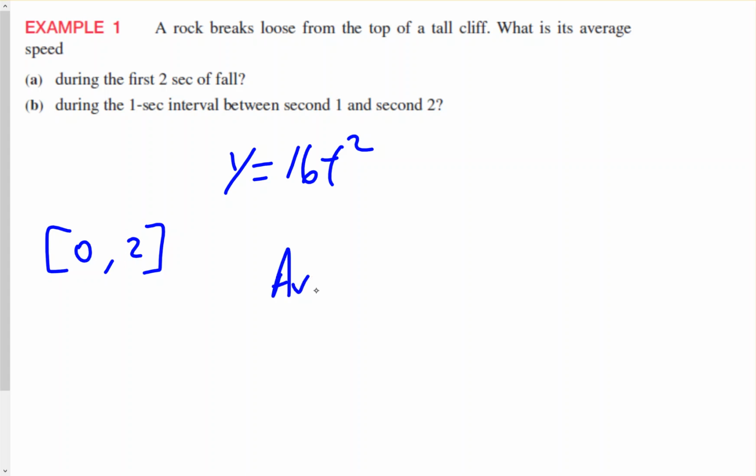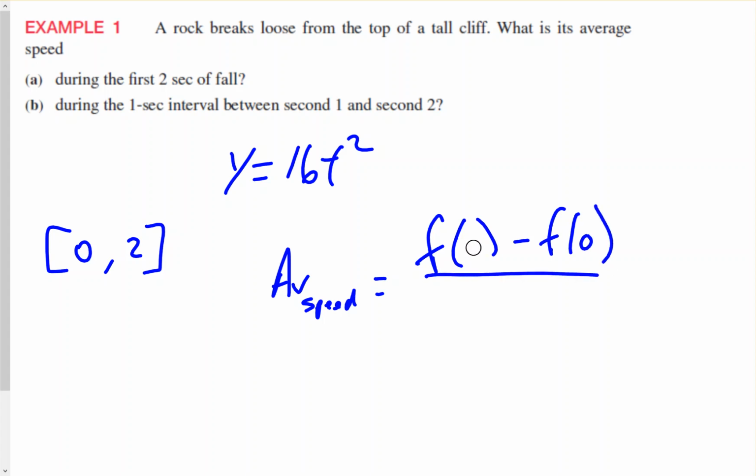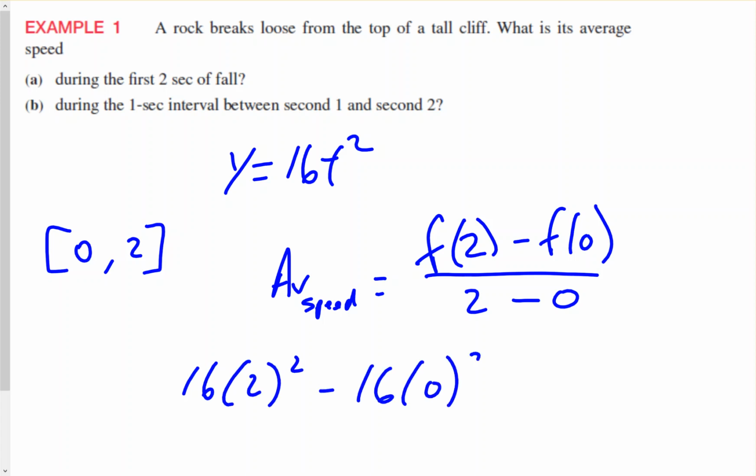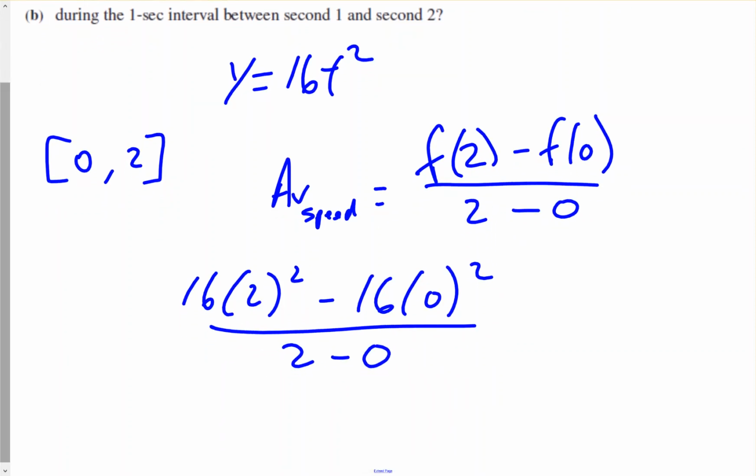So average speed for this case we would do f of 2 minus f of 0, if you want to use function notation, over 2 minus 0. So if we had our function 16 t squared, let's plug in 2. So we have 16 times 2 squared minus 16 times 0 squared over 2 minus 0. And we can figure this out.